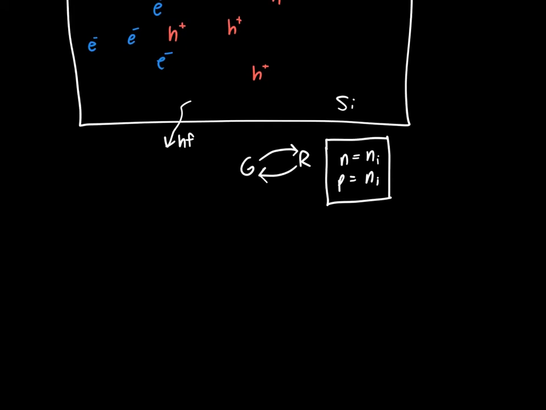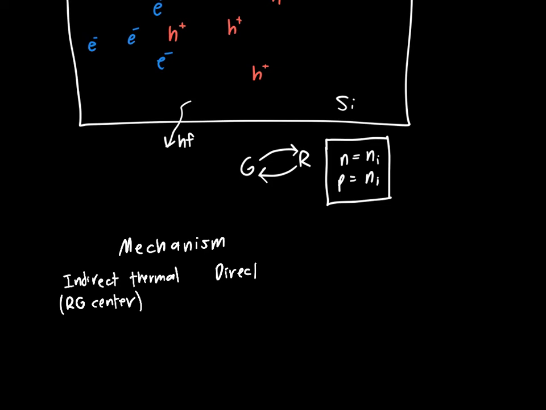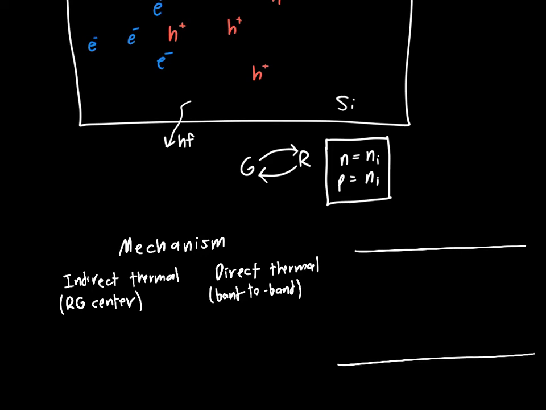So similar with generation, the major mechanisms of recombination are thermal mechanisms. So there's indirect thermal, or RG center recombination, and there's direct thermal, or band-to-band recombination. And these mechanisms are just exactly analogous to their generation counterparts.